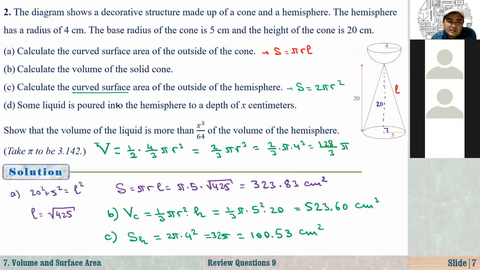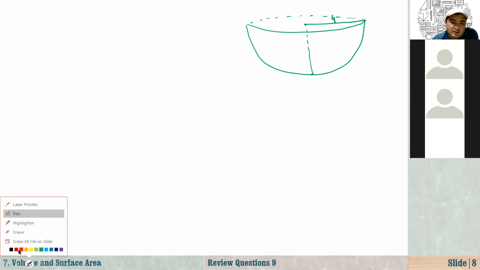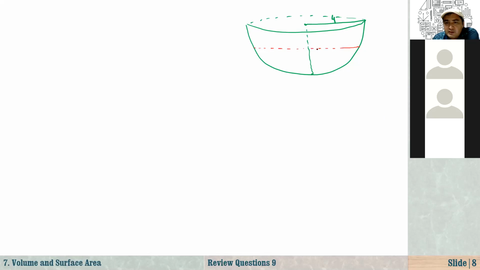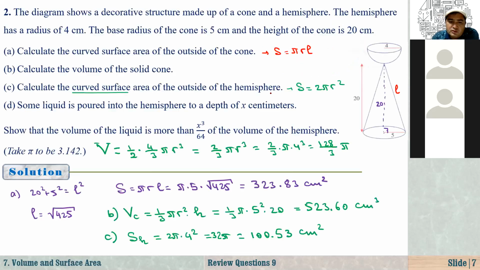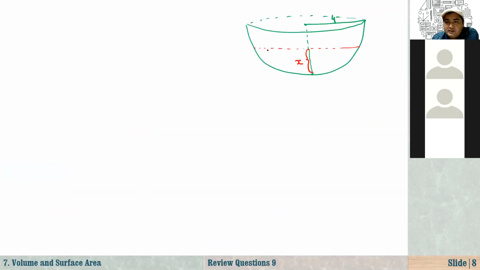Now in the question, it says that some liquid is poured into the hemisphere to a depth of x centimeters. So now let me just use red here, and until here we have liquid. This height is x. What is the question? Show that the volume of the liquid is more than x cubed over 64. So that is the volume, the water until here.